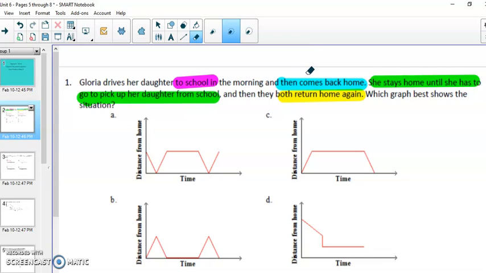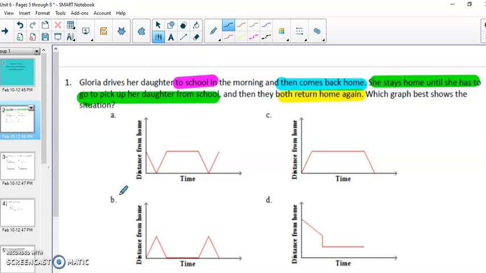After mom drives you to school, what does mom do? She drives home. So look at this one. We drive to school and we come home. Then she doesn't go anywhere. That means her distance from home stays the same. Then in the afternoon, it's time for pickup again. We drive to school and we come home.